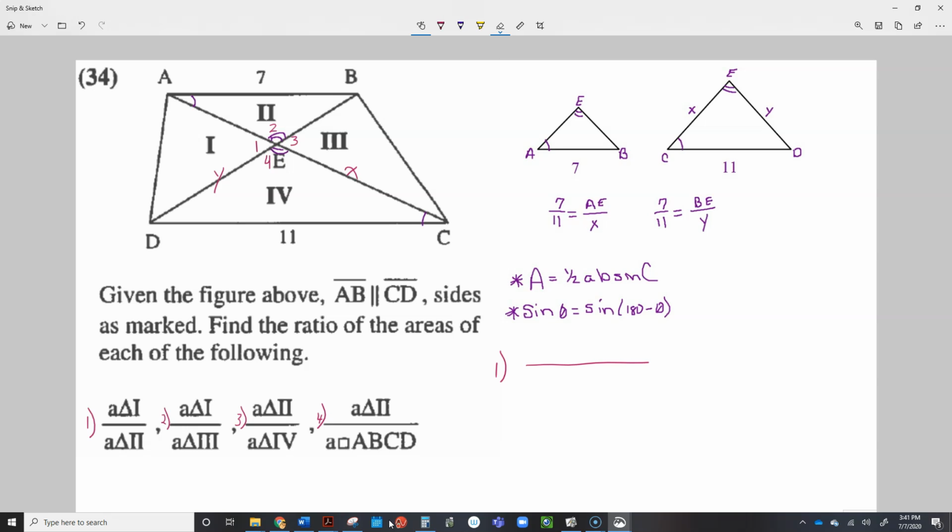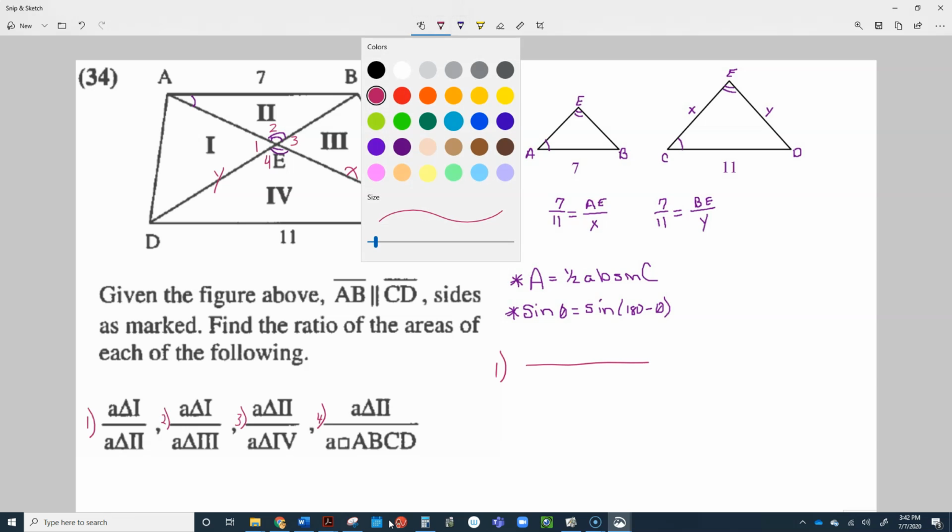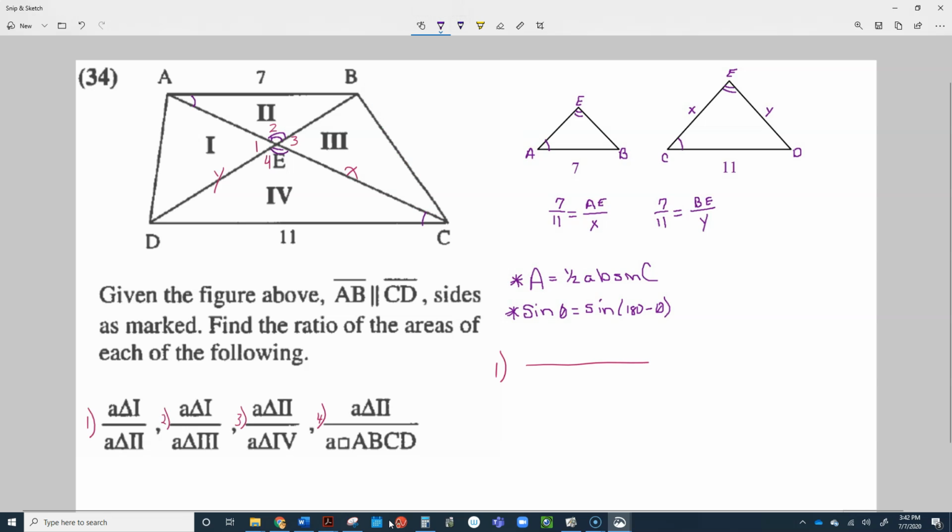These are the ratios that they want, the area of triangle 1 compared to the area of triangle number 2. And these are all based on similar triangles. I can prove that triangle AEB, and yes, I flipped it around, AEB, that's this one right here. This is triangle number 2. Let me get my purple pen. So this is triangle number 2, and this is triangle number 4.